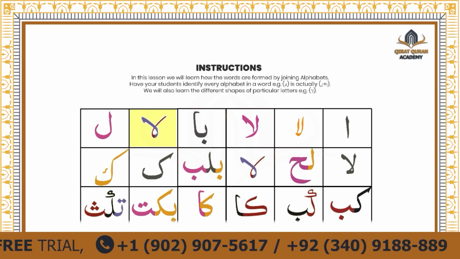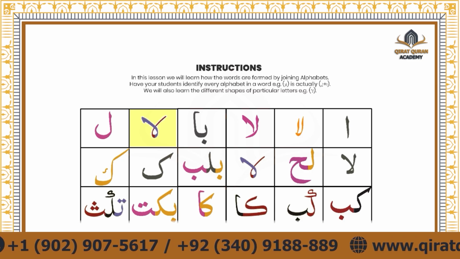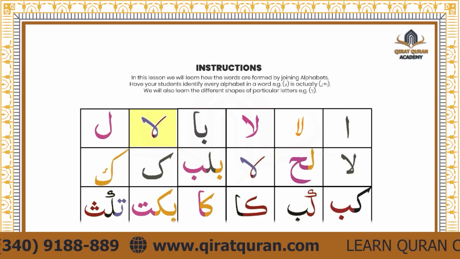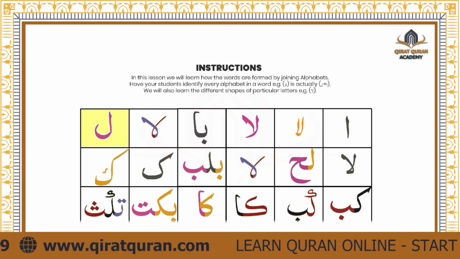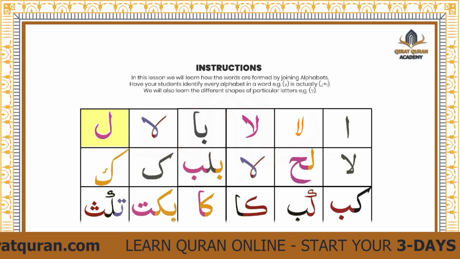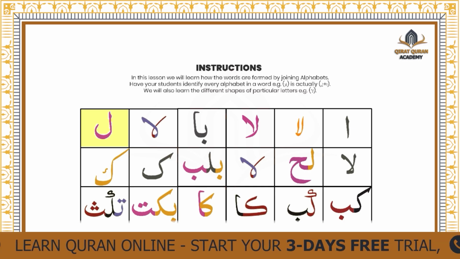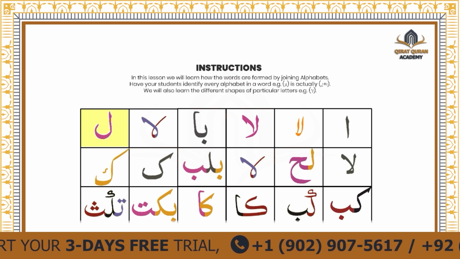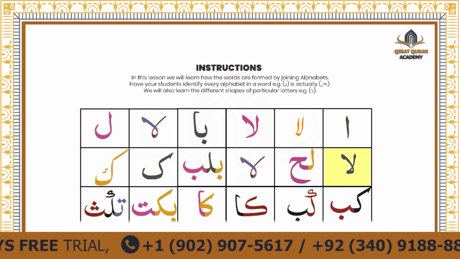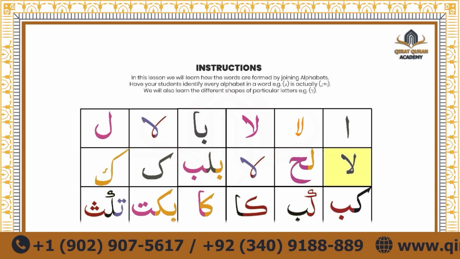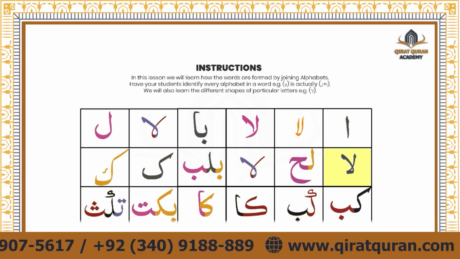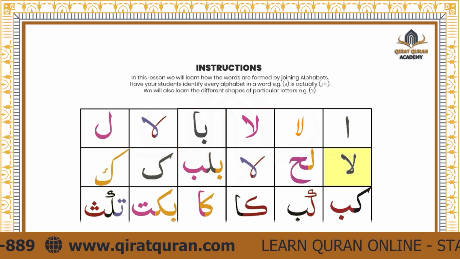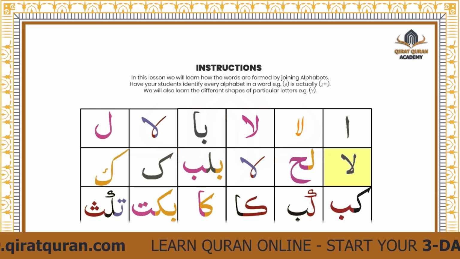The next one we already read, this is lam, alif. The first one, this purple one, is lam, and then this blue one is alif. The next letter is lam, because it is written alone, so that's why it is in its original form, lam. Then the next one is lam alif. The first one is lam, this one is lam, and then the second one is alif.